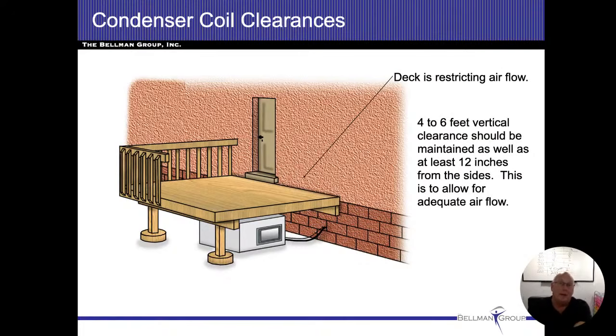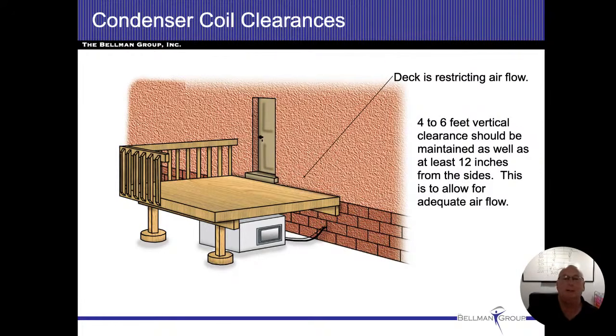I see this every now and then. Somebody will put an air conditioning coil under a deck. And again, it's only really a problem if you think that the airflow is being limited. As a rule of thumb, they tell us 4 to 6 feet vertical clearance. I don't know if I could buy into that 100%. I think it would work just fine. But when you're talking about only 6 inches to a foot, yeah, that could probably restrict the airflow.